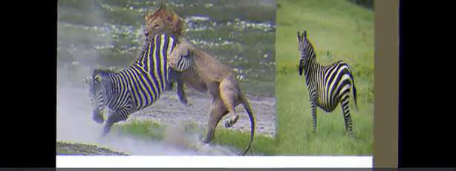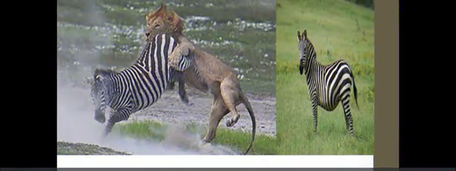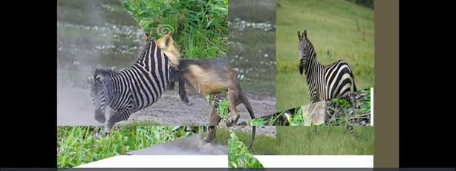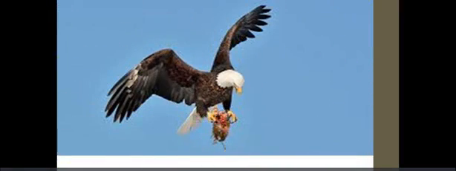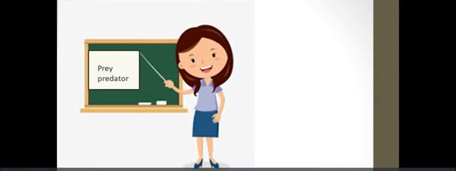Can you give some examples of predator and prey? Yes, lion and zebra. Here lion is a predator, zebra is a prey. Fox and rabbit. Fox is the predator, rabbit is the prey. Eagle and small birds. Eagle is a predator, small birds are prey. Understood the meaning of predator and prey?